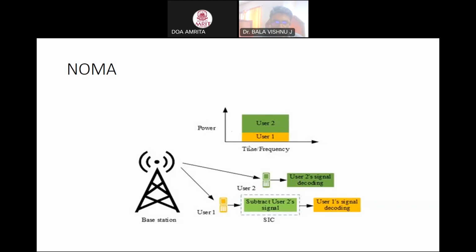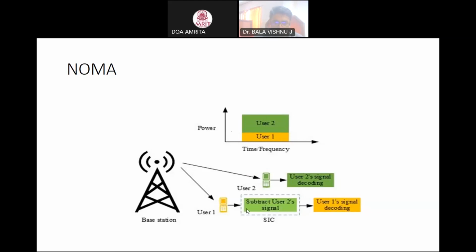Since user 1 is located nearby, this power is sufficient to reconstruct or retrieve the information of user 1. Whereas user 2, since it is located at a far distance, needs more power to retrieve its information. So we have increased the power of user 2 and reduced the power, or the optimum power is allocated, for user 1.